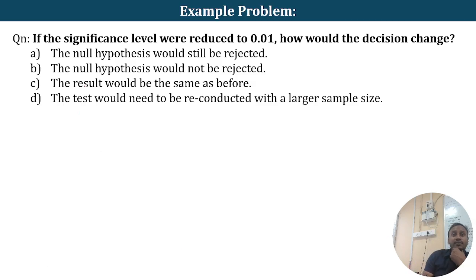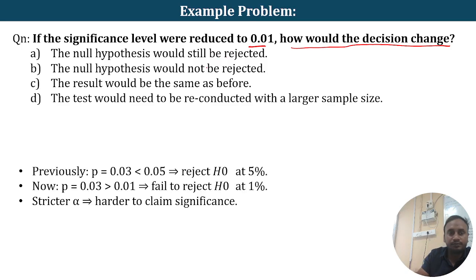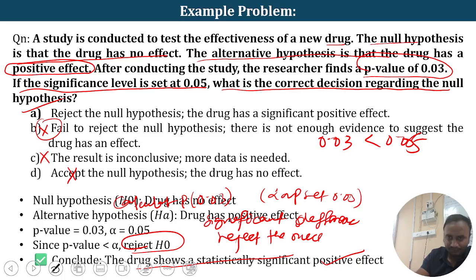Now, if the significance level were reduced to 0.01, how would the decision change? Can anyone tell what the answer is? The null hypothesis would still be rejected? We can't say that. Previously p was 0.03 and we rejected the null hypothesis, because 0.03 was less than 0.05. Now p is 0.03, which is greater than 0.01.